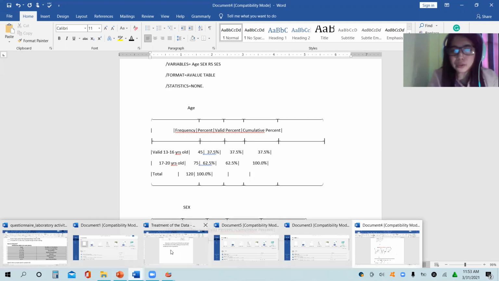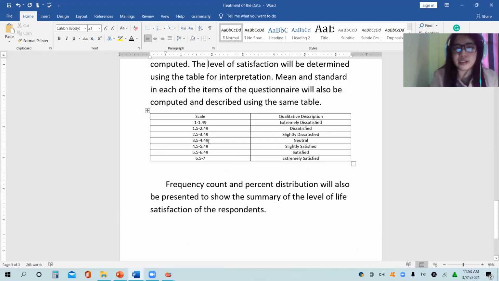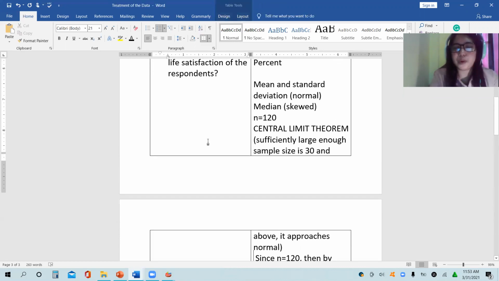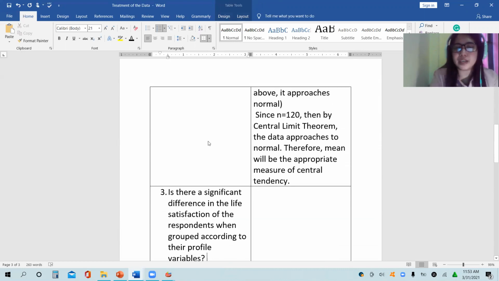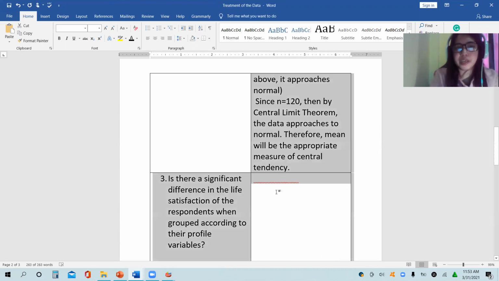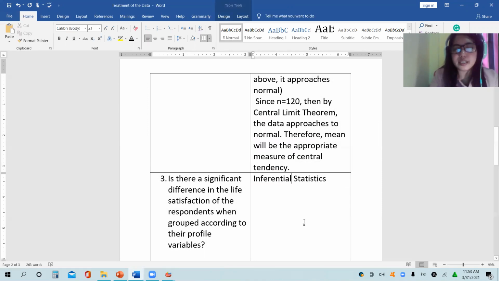But going back to the treatment of the data, we are not yet done with this, because this only considers the first two problems. For problem number 3, since this requires inferential statistics, we will have again a separate video for this.